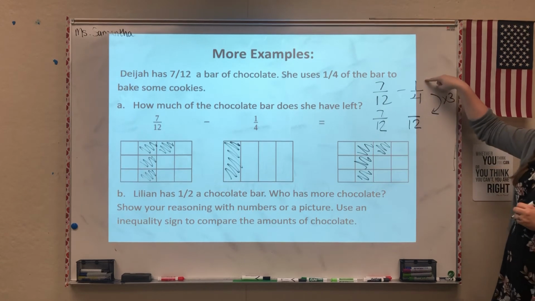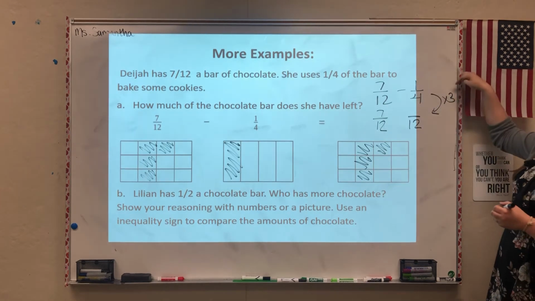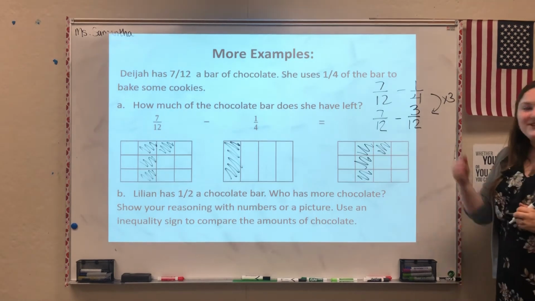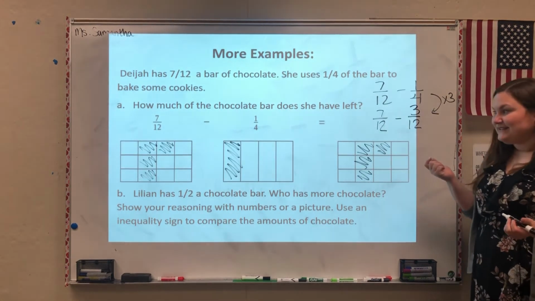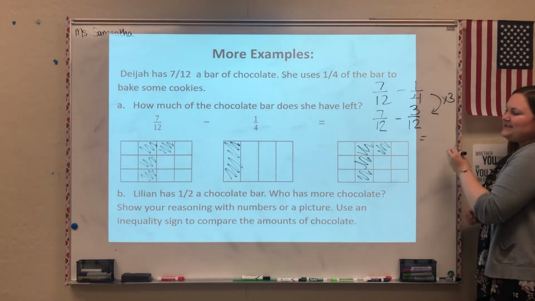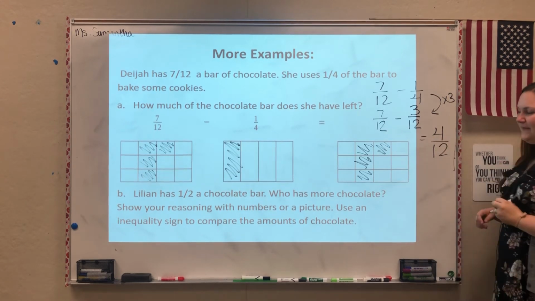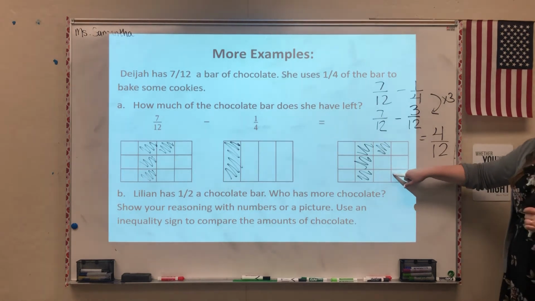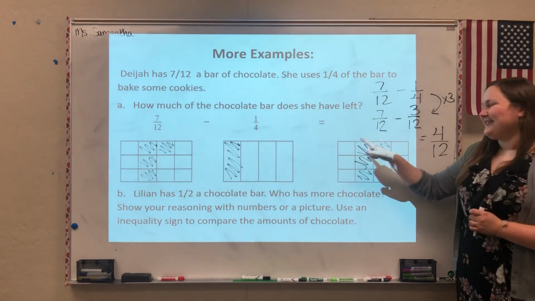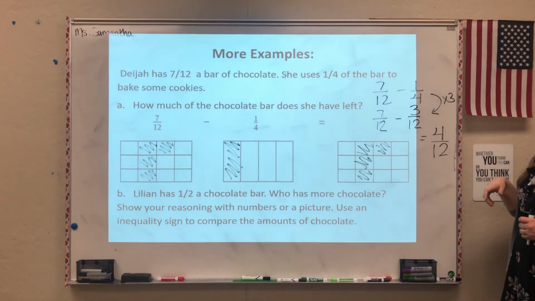Whatever you do on the bottom, you've got to do on the top too. So we said 4 times 3 gives you 12. Do the same thing with the 1. 1 times 3 gives you 3. And now we have 2 fractions that have the same denominator. Now we can go ahead and subtract. You want to do 7/12 minus 3/12. 7 minus 3 gives you 4. And 12 stays 12. I had already drawn the picture of my answer. We've got 1, 2, 3, 4 shaded in out of 3, 6, 9, 12 total parts of that rectangle.